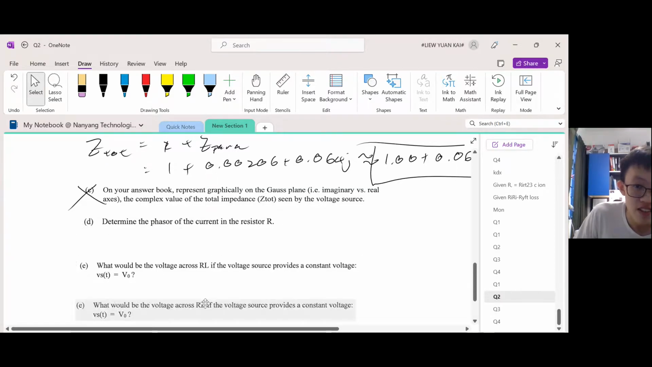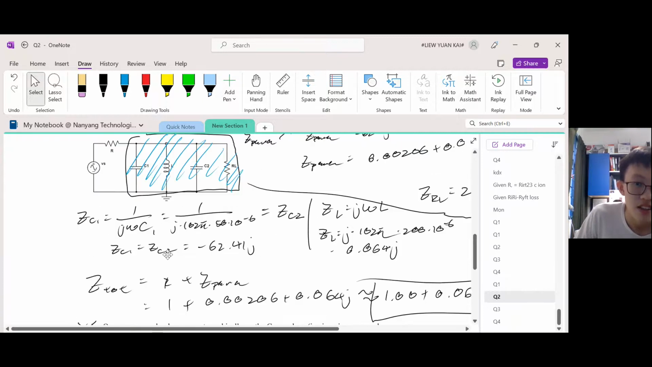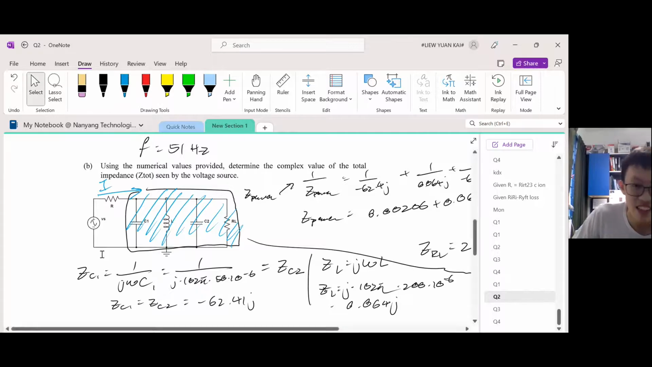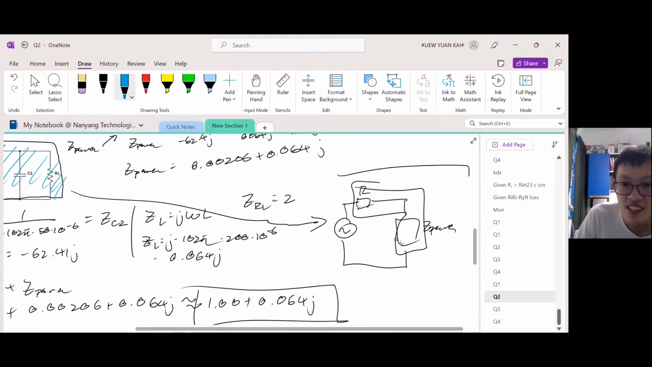Determine the phasor of the current in the resistor R. So what they want is the phasor of I of R. So how are you going to do this? Actually, the I through R is also the I through Z para. Following the simplified diagram, the I through R is the same as the I through Z para because they're in series.